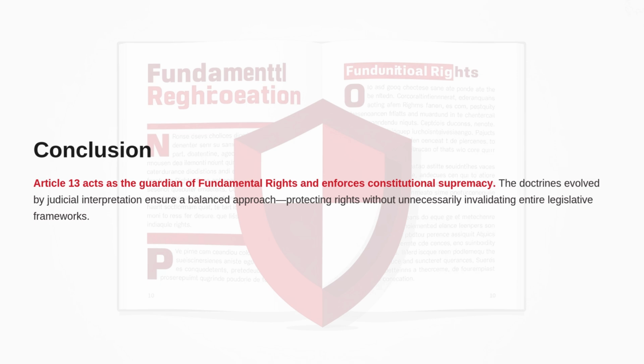So, in the end, we can say that Article 13 is the guardian of fundamental rights. It enforces constitutional supremacy. Judicial doctrines ensure balance between individual rights, legislative intent, and constitutional stability. So, this is all about Article 13, all the important cases, laws, and the doctrines enshrined in it.